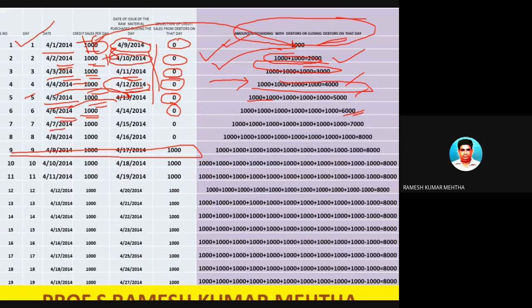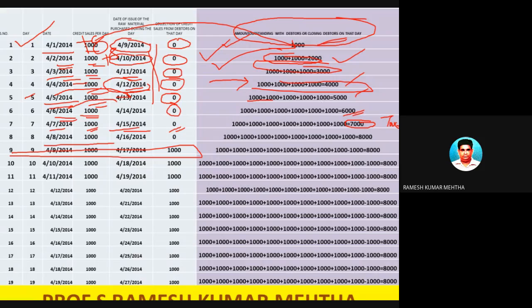On 7th April, again I am selling 1000 rupees worth of goods, the payment of which will be received on 15th April. Has any amount been received from the previous days' sales? No. So to the 6000 rupees, another 1000 rupees is getting accumulated, which is the outstanding amount to be received from the debtors. So the total amount is 7000 rupees. Now let's see what is happening on the 8th day.